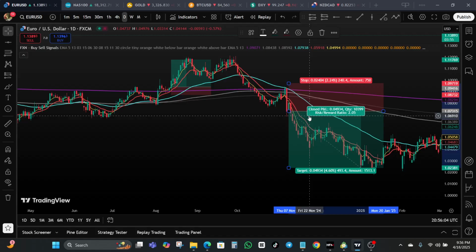Meanwhile, you can actually use this indicator on any time frame. You can use it for scalping, for intraday trading, and for swing trading. It's not limited to only day trading.